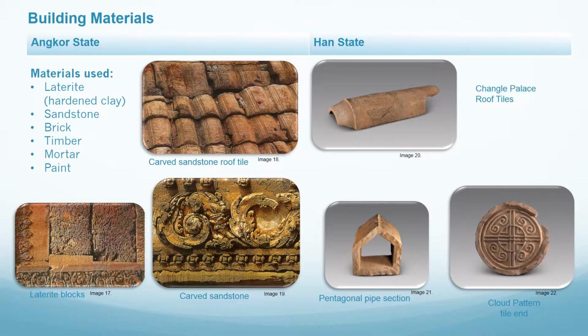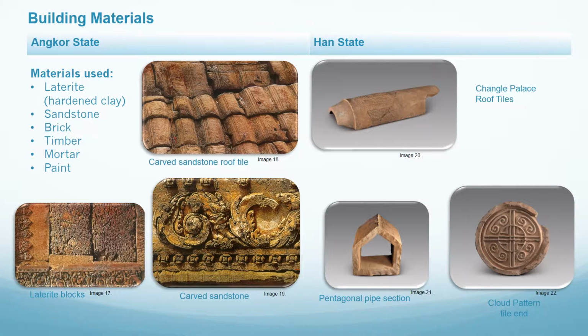Building materials at Angkor include laterite, which is an iron-rich clay that's relatively soft when cut out of the ground, deeply pitted and easy to create building blocks from. When it's exposed to the sun and air, it becomes very hard. It was often used in foundations and building cores.